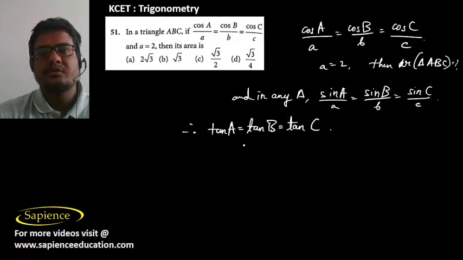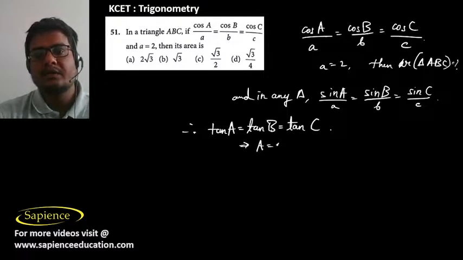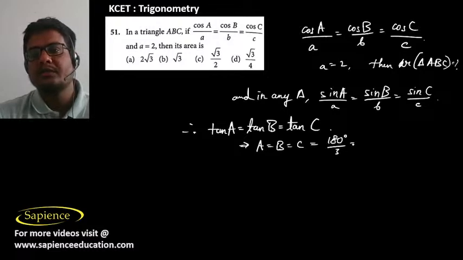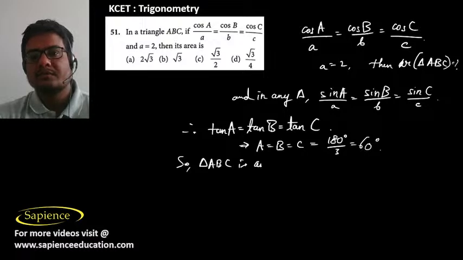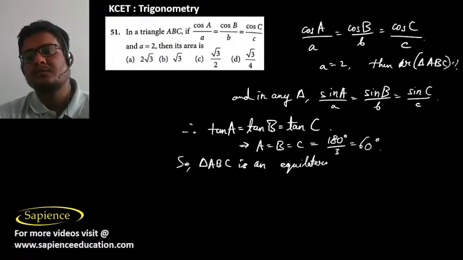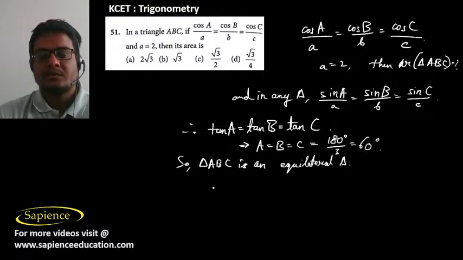Tan A equal to tan B equal to tan C. It means that angle A equal to angle B equal to angle C. It means each of the angles is 180 degrees by 3, that is equal to 60 degrees. So we can say that triangle ABC is an equilateral triangle.